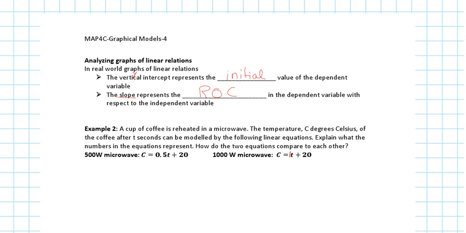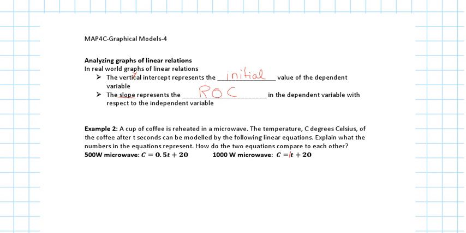The initial value of what? You guys can't give me just words. You have to give me a whole sentence. Thank you. So 20 degrees is the initial temperature of the coffee. So right now the coffee is at 20 degrees before I put it in the microwave. In both scenarios I have the same thing. Okay? Now, how about the rate of change?